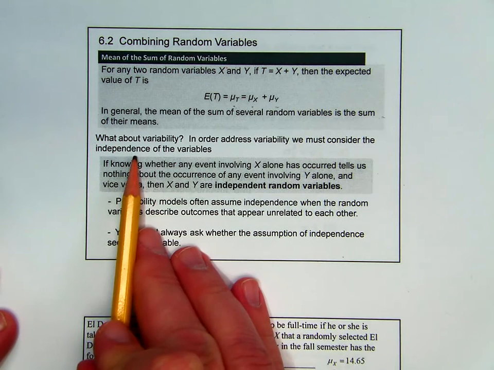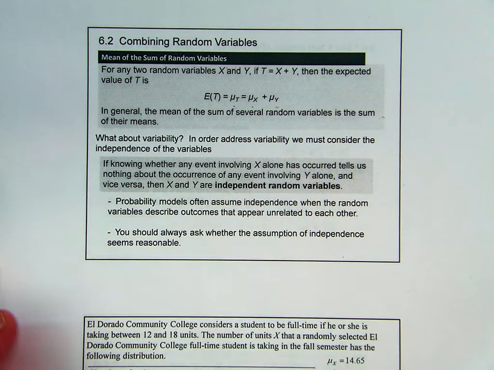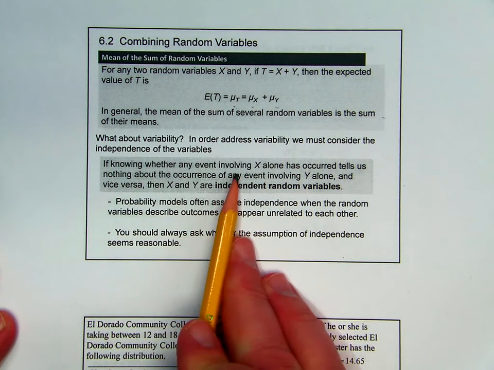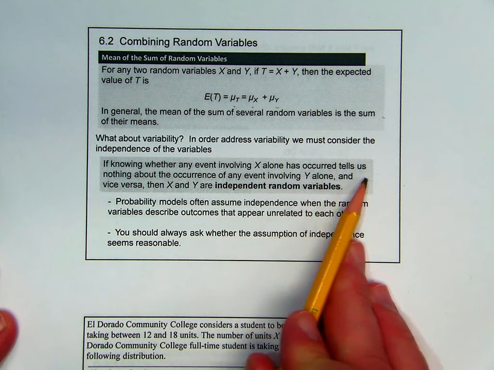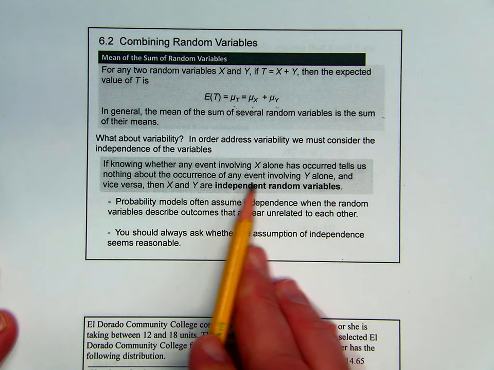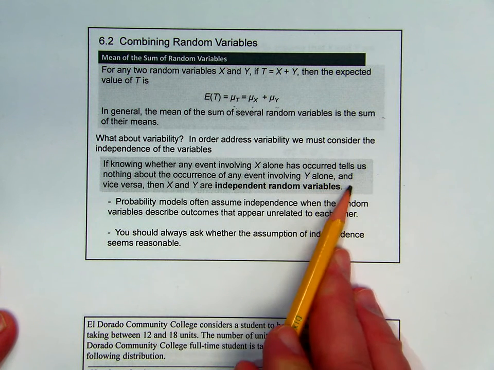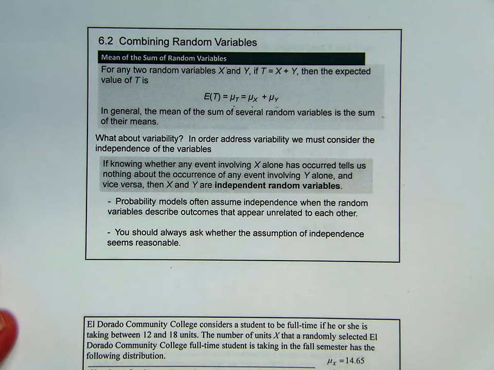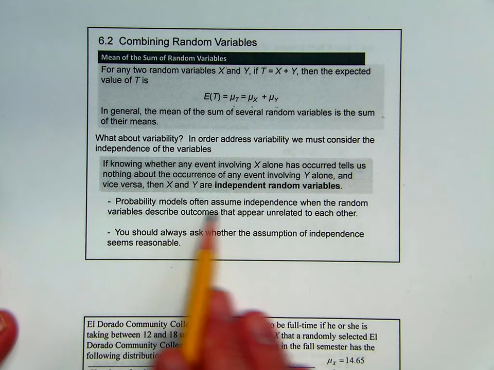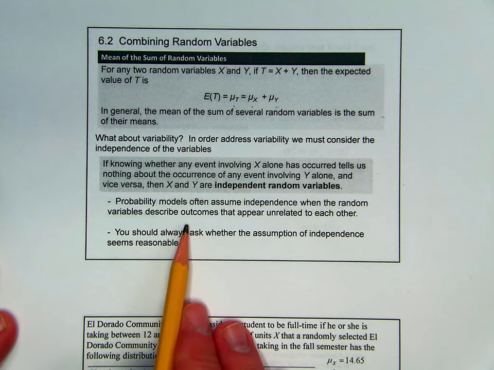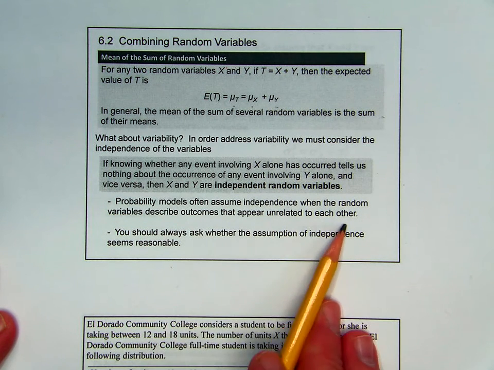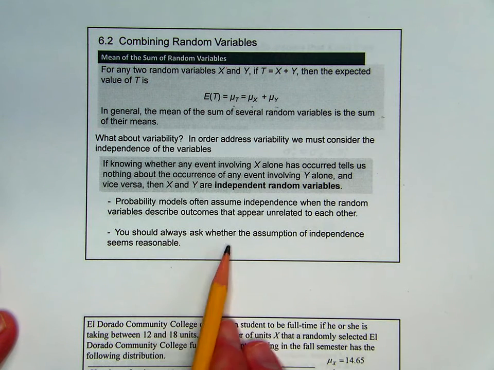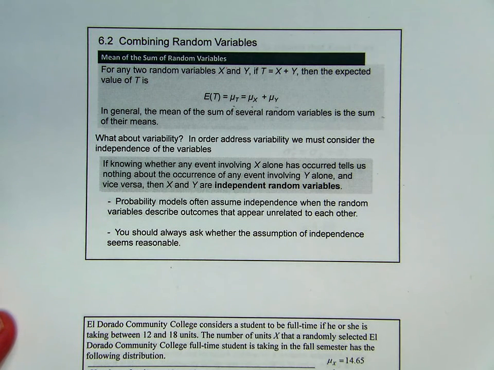Okay, what about the variability? In order to address variability, we must consider the independence of the variables. If knowing whether any event involving X alone has occurred tells us nothing about the occurrence of any event involving Y alone, and vice versa, then X and Y are independent random variables. Probability models often assume independence when the random variables describe outcomes that appear unrelated to each other. You should always ask whether the assumption of independence seems reasonable.